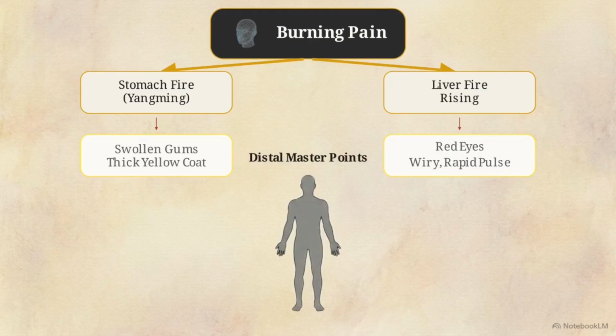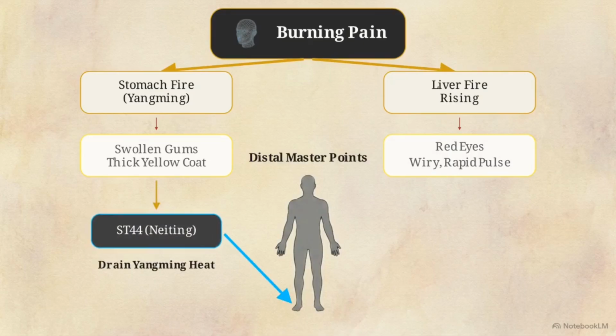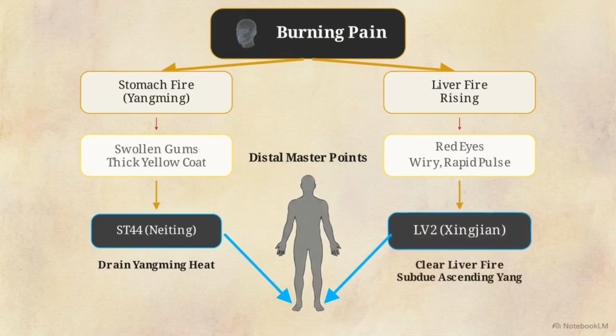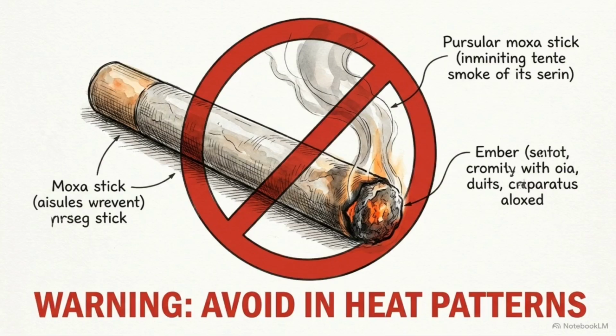Stomach fire requires ST44 to drain yang-ming heat, while liver fire requires LV2 to clear the channel and subdue the ascending yang. Applying moxibustion to these heat patterns inflames the collaterals and increases the patient's pain. Accurate pattern diagnosis must dictate the technique.